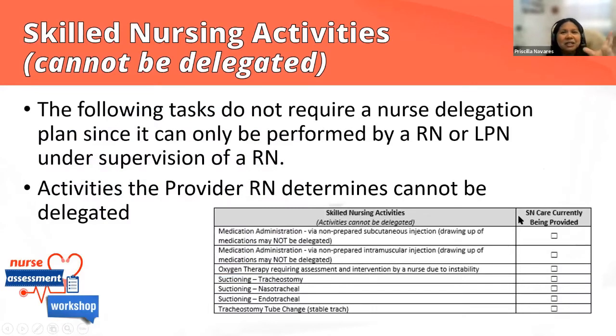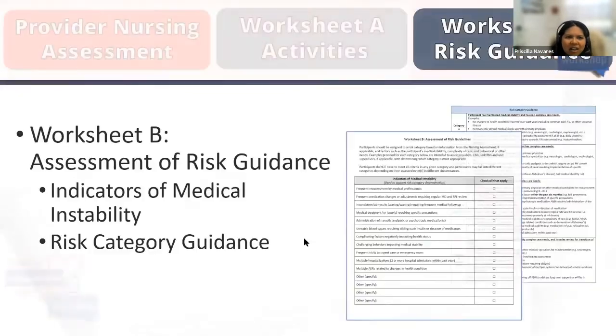All right, and then the second part of that Worksheet A does include a checklist that looks at specific tasks that may not be delegated, because these are very complex tasks that involve nursing assessment and nursing judgment, and these are components that cannot be delegated. And if there are, you can indicate them on there.